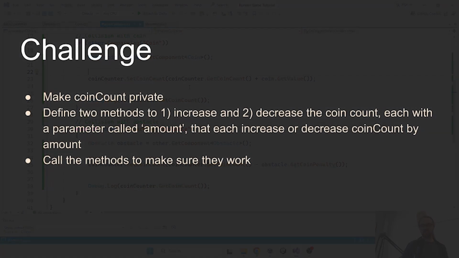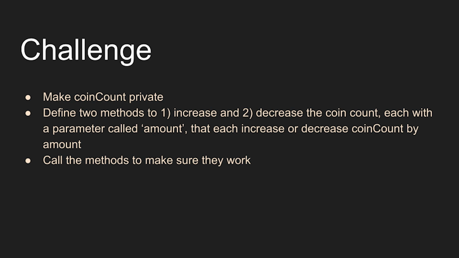But my challenge to you is to write two new methods in coin counter. So here's coin counter. To write two new methods that increase the coin count and decrease the coin count. So one for each, one to increase, one to decrease. They're each going to have a parameter called amount, and one of them increases coin count by that amount, and one of them decreases coin count by that amount. So they work a little bit differently than just a setter. These are going to increase and decrease the coin count, and then call the methods and make sure that they work. That's your challenge. Give it a try, and we'll see you in a couple seconds after you pause the video.